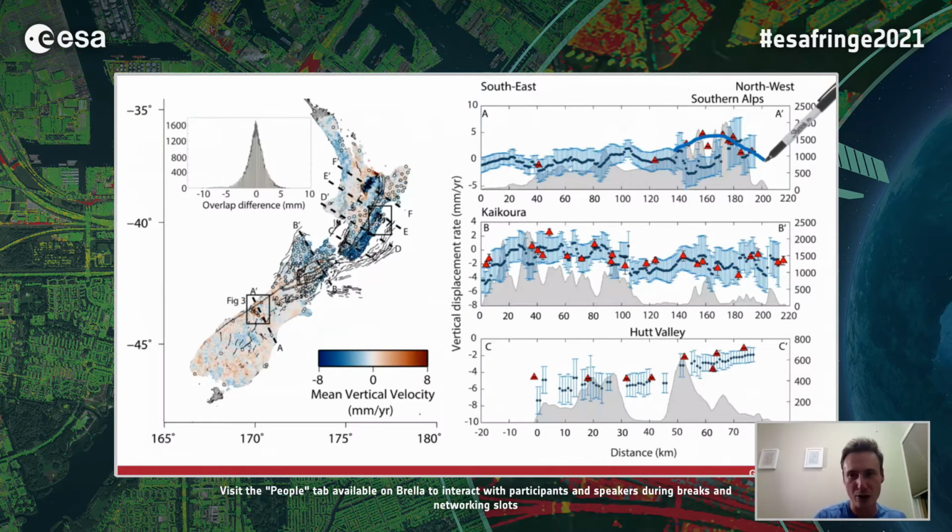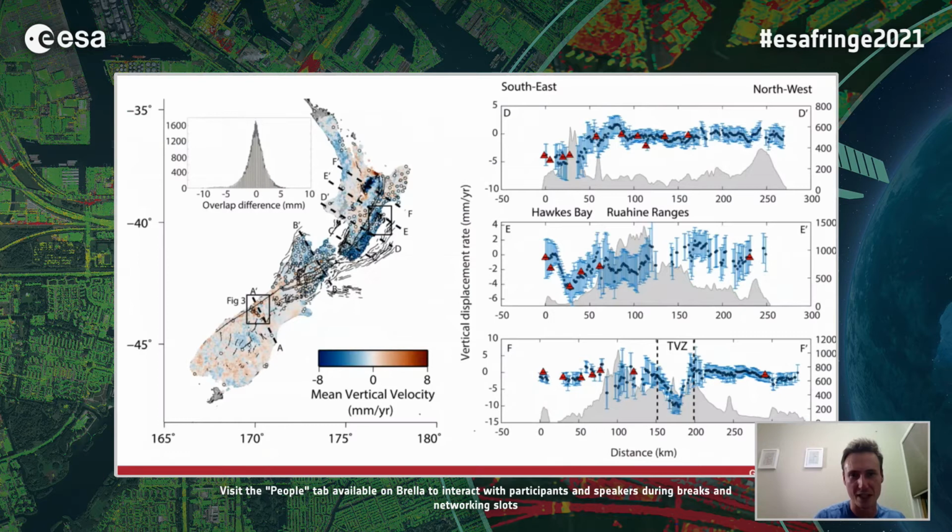We come to the North Island, so these are profiles D, E, and F. We again get this general subsidence of the East Cape because of the subduction zone and the interseismic locking. We do also see some higher spatial frequency features, so through Hawke's Bay, where we have this very short wavelength subsidence signal, which again may indicate some sort of shallow locking on the subduction zone. And then finally, we have features associated with the TVZ.